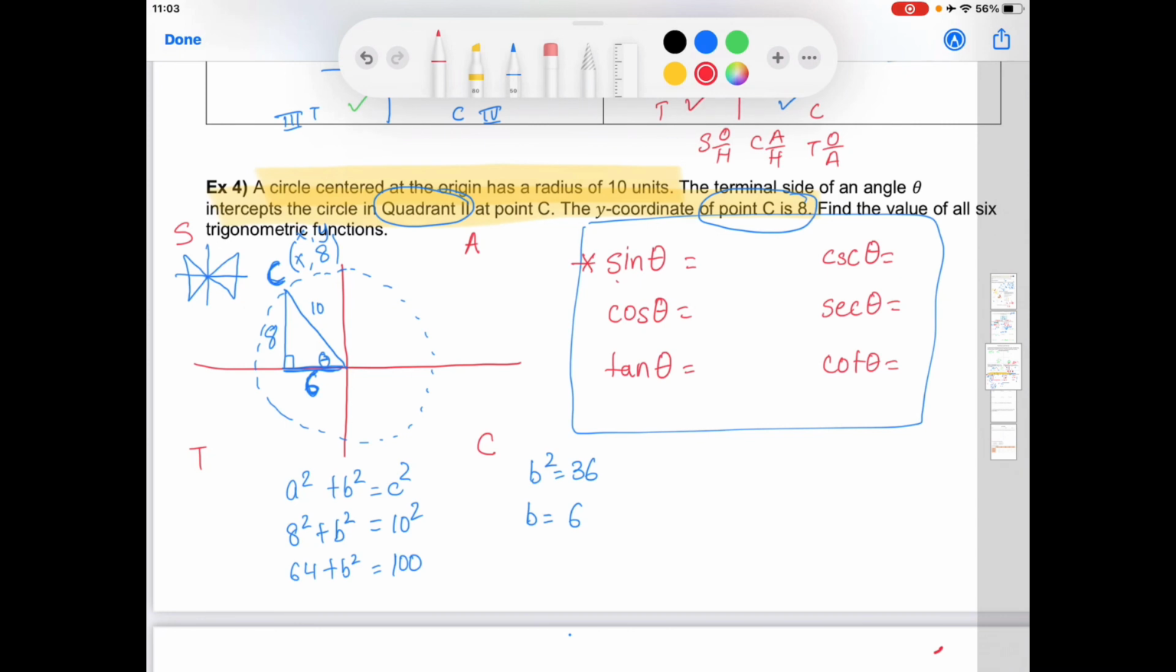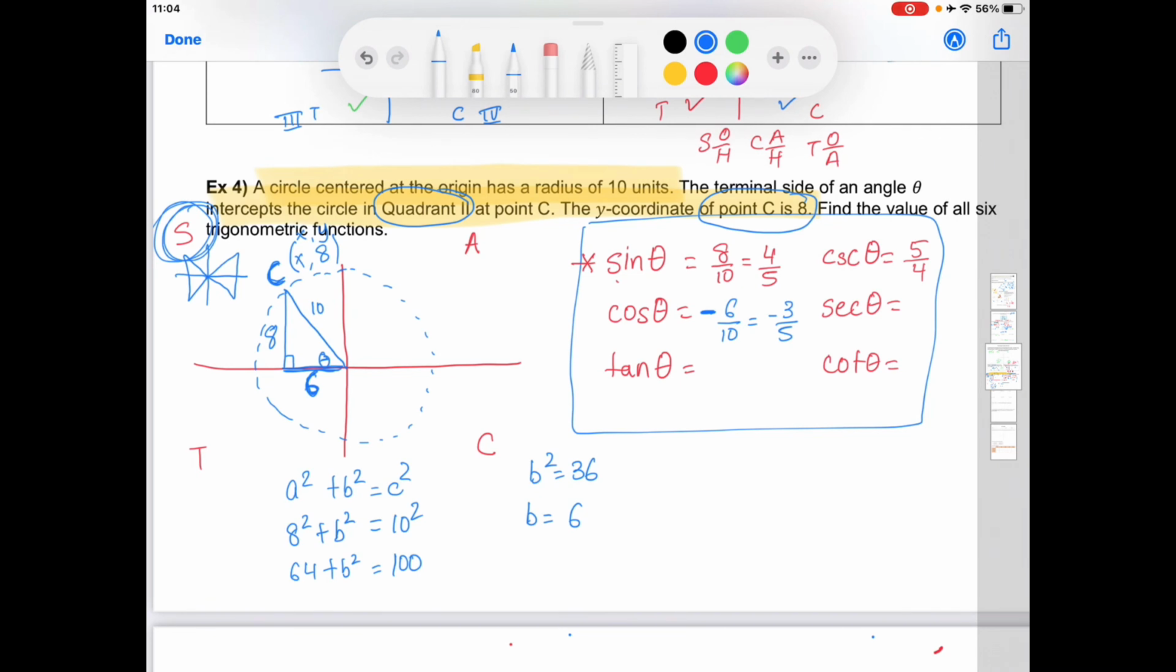So sine theta. Sine is opposite over hypotenuse. My theta is here, so opposite is 8 and hypotenuse is 10. And it's going to be positive, which I can simplify to 4/5. So my cosecant theta would be what? The reciprocal of it, which would be 5/4. Cosine theta is adjacent over hypotenuse, which is 6/10, but it's going to be what? Negative. Why is it negative? Because we're in the second quadrant and only sine is positive, sine and its reciprocal. So negative 6/10 and negative 3/5.